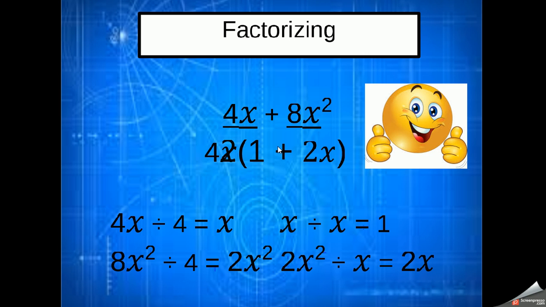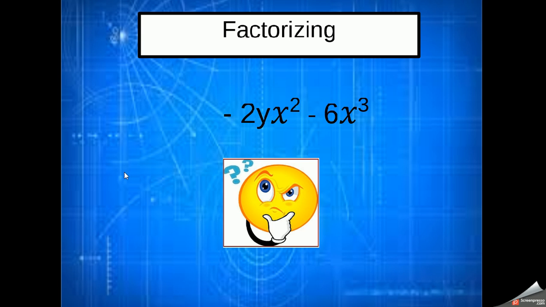And that's the same because 4x times 1 is 4x. 4x times 2x is 8x squared. 4 times 2 is 8. x times x is x squared. Any number times itself is that number squared. Minus 2yx squared minus 6x cubed.